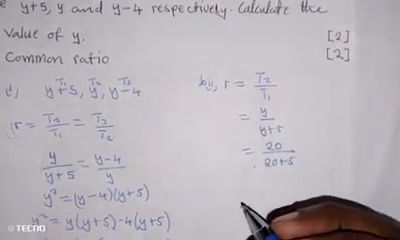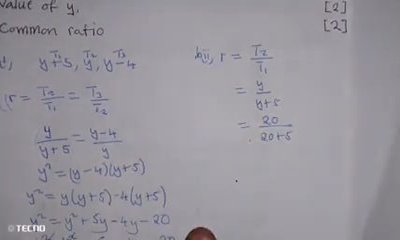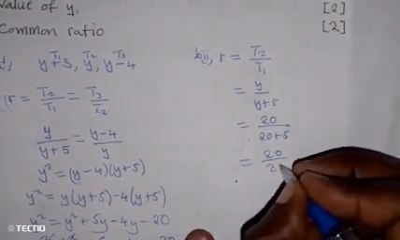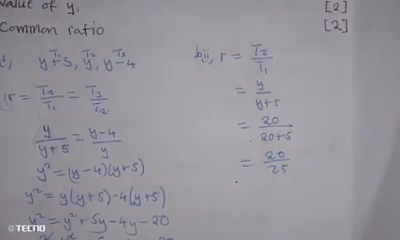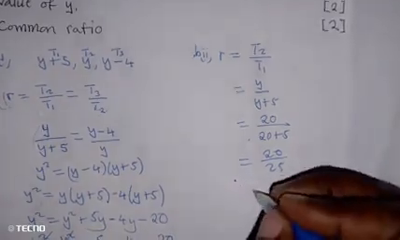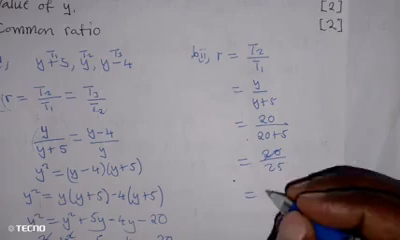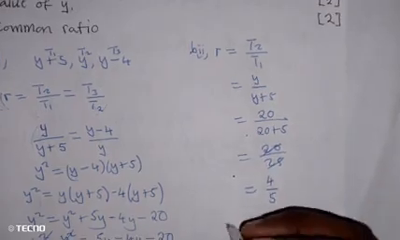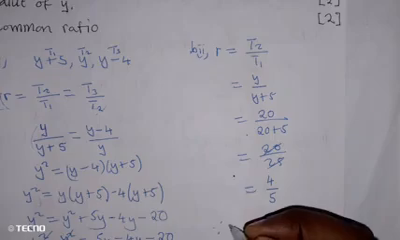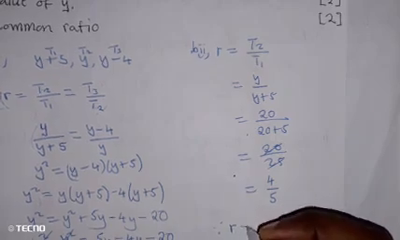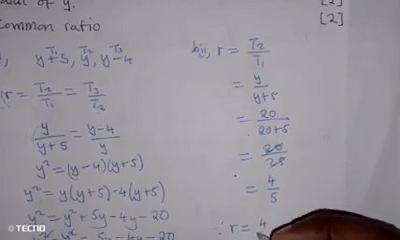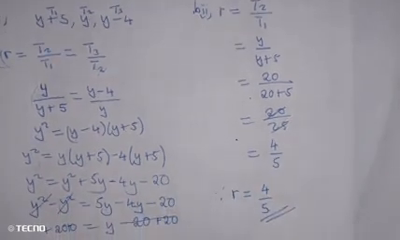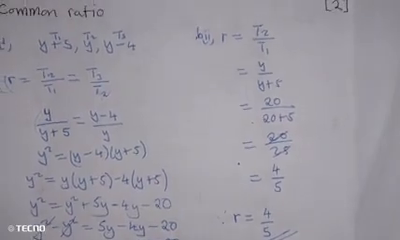So this is what we have. Having this, we'll say it's 20 over 25. Then here you look for a number that can go into both, which is 5. 5 into 20 is 4, over 5 into 25 is 5. So therefore we are saying that our common ratio, which is R, is equal to 4 over 5. So this is how we can handle this question.